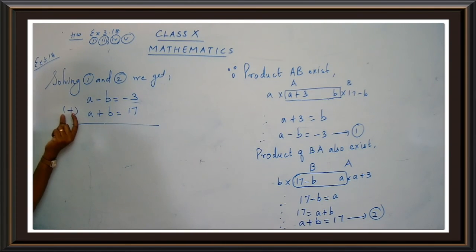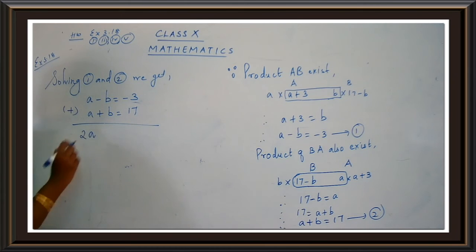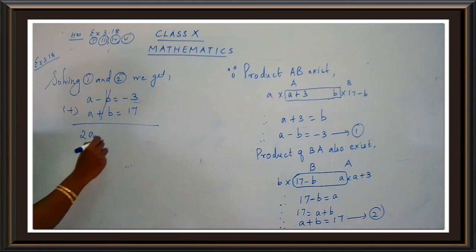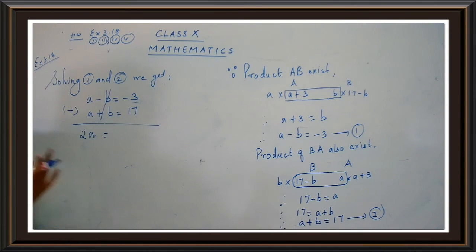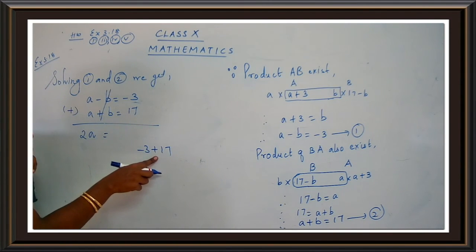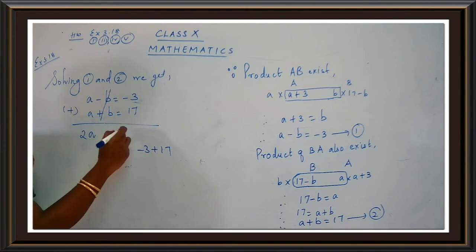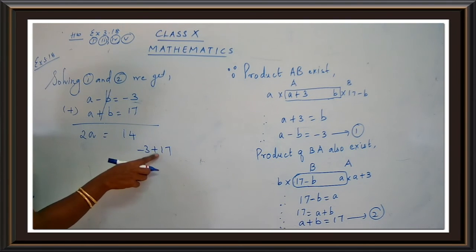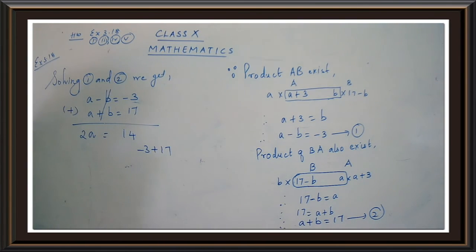Okay. So when I add, what happens? A plus A becomes 2A. A plus A is equal to 2A, minus B plus B gets cancelled. And minus 3 plus 17. What is minus 3 plus 17? Minus plus minus. So 17 minus 3, 14. Sign of the bigger number, plus. So 2A is equal to 14, plus.